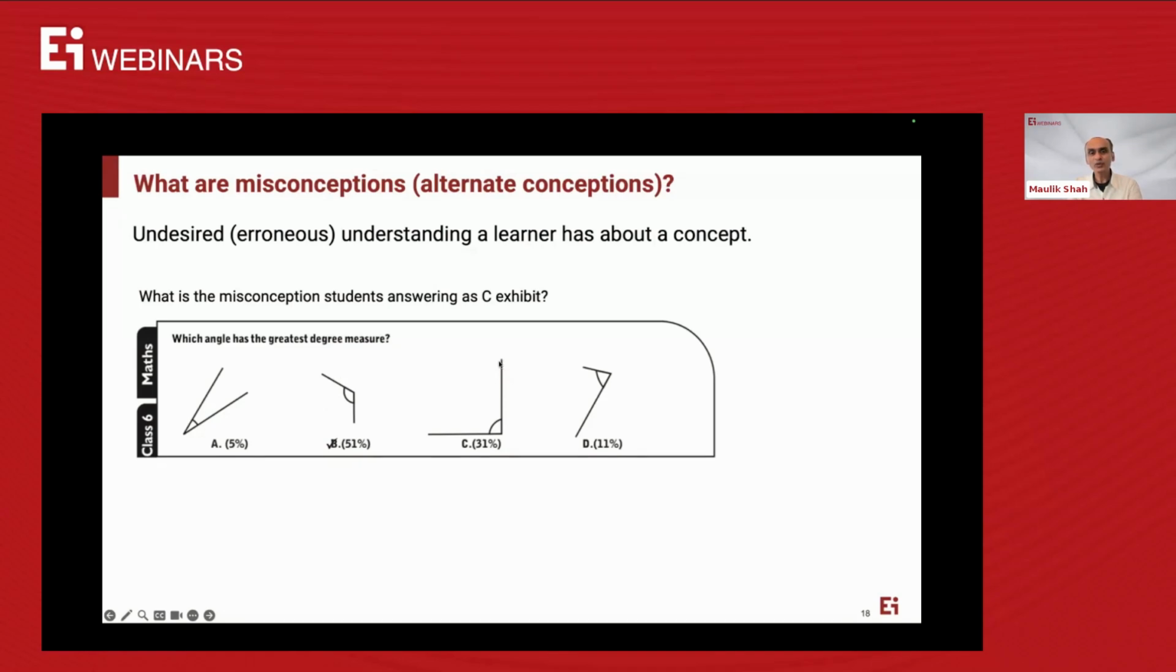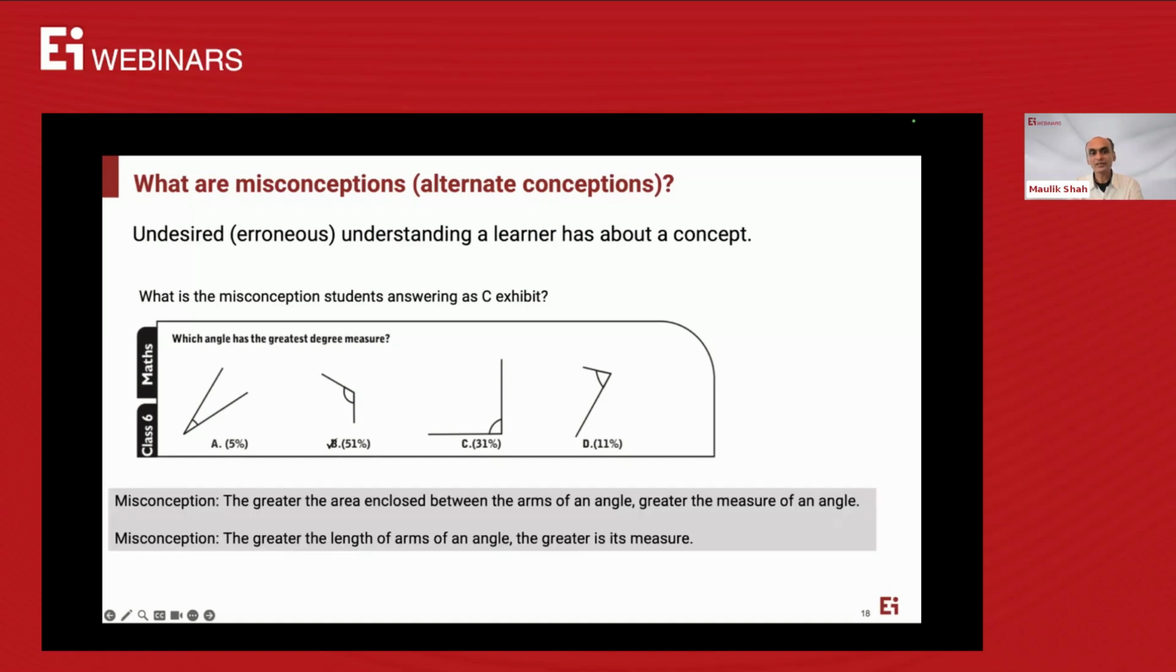Because according to them, angle measure is nothing but the length of the arms. For some of the students, angle measure is the area enclosed between the arms. So the area is most in all the given angles over here. Hence, to them, the angle in C has the greatest measure. The length of the arm is shortest in B, so they don't feel the angle in B has the greatest measure. Right? So these are two different misconceptions students might have related to angle measure.